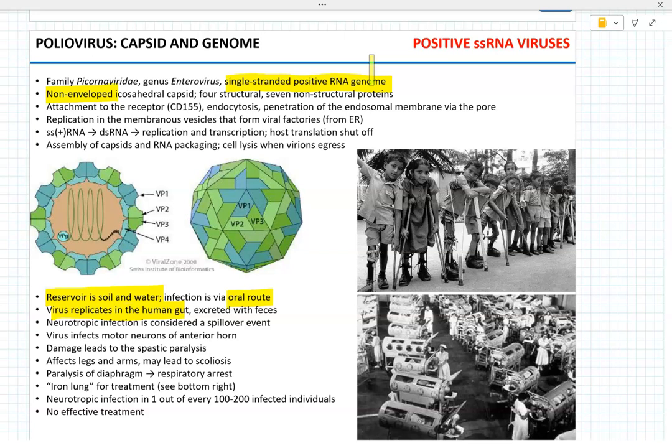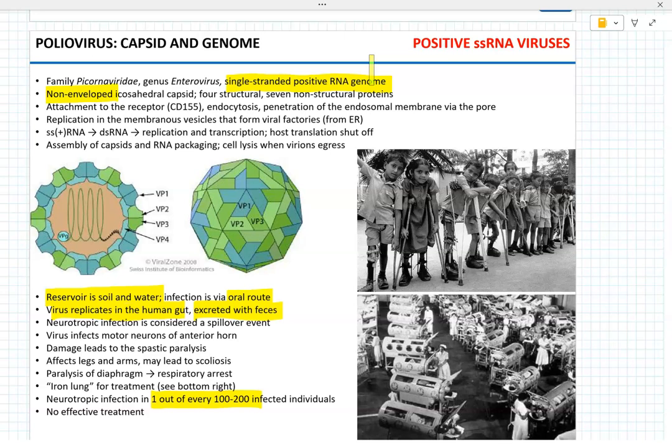So, and then it is excreted. But here's the thing. This neurotropic infection, the infection of the spinal cord, occurs in 1 out of 100 to 200 individuals. Because for a virus, it's a lousy perspective. Once the virus is in the CNS, it can't go anywhere. That's it. It's a dead end for the virus. Really, that's it. Dead end.